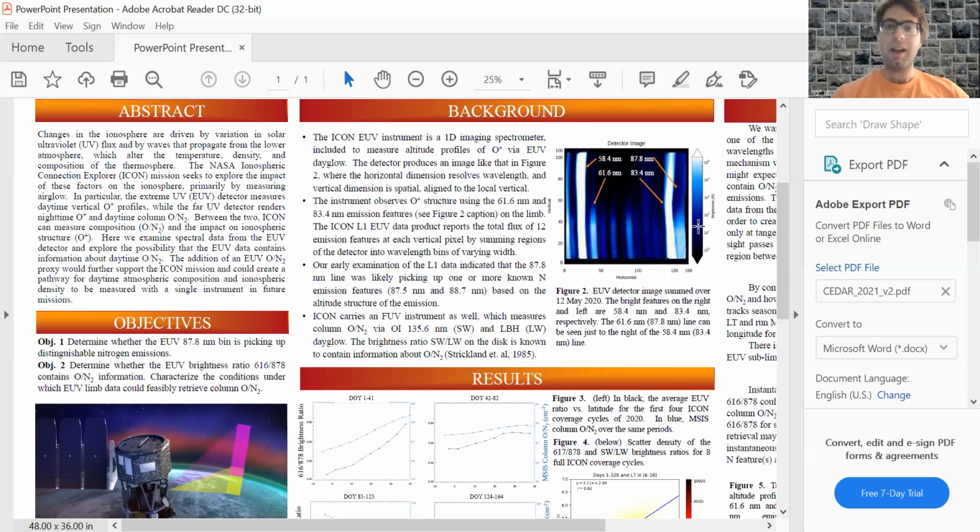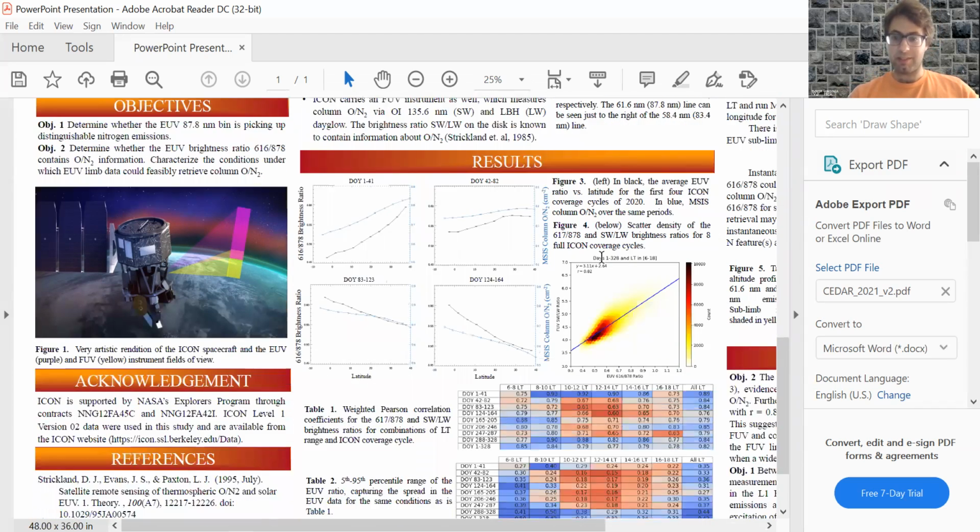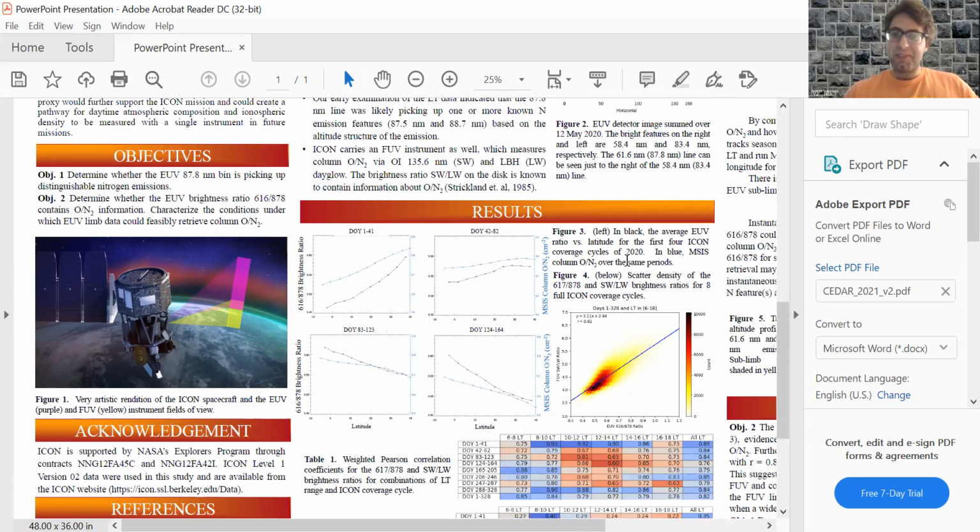So we go and derive this relation between different wavelengths on the EUV detector and compare them to the FUV detector. And we have our results down here. You can see that it turned out quite strong. So that's just a high-level overview.